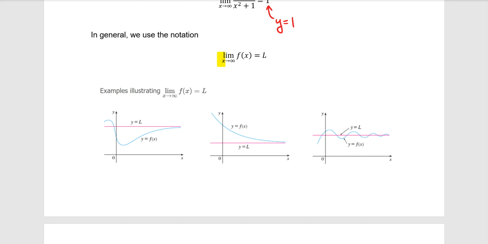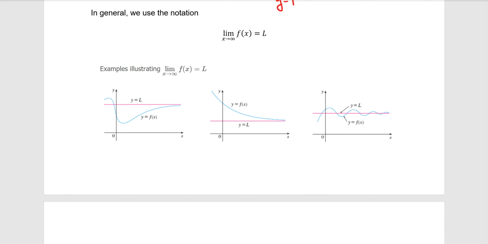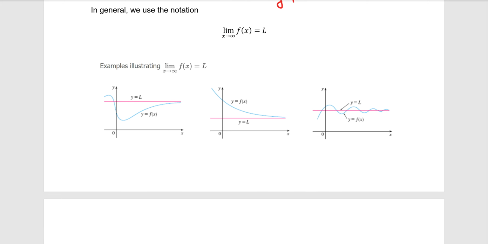The limit of f of x as x goes to infinity equals L, where L is the limit, or the horizontal asymptote. Here are a couple more examples with limits as x goes to infinity equaling a number. In the first function, it is approaching the horizontal asymptote L. Same thing with the second function, and same with this last function. The last function is a little different because it's oscillating, but it's getting closer and closer as x goes to infinity.